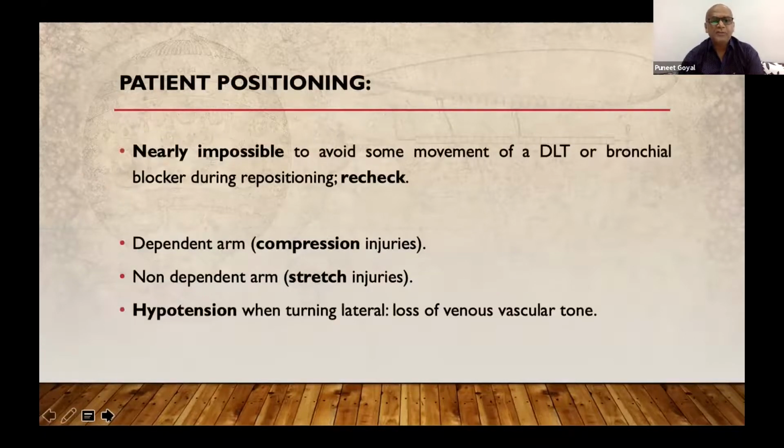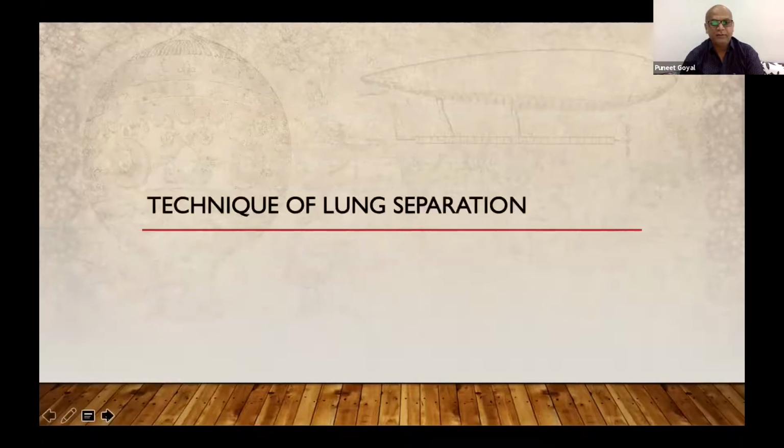Then patient positioning: always recheck the position of the DLT or a bronchial blocker after the patient has been positioned. And we should remember the various injuries which can happen during positioning. In the dependent arm, basically compression injuries. In the non-dependent arm, stretch injuries are common. And hypotension can occur when you put the patient in lateral position because of the loss of the vascular tone.